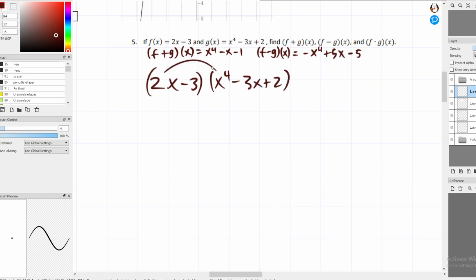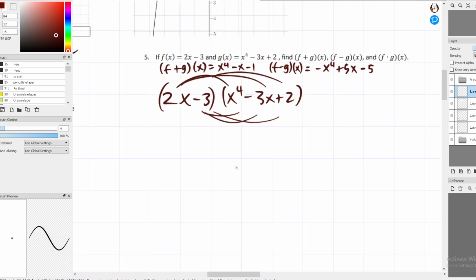We're gonna FOIL these out. So 2x times x to the 4th is 2x to the 5th. 2x times negative 3x is negative 6x squared. 2x times 2 is 4x. Negative 3 times x to the 4th is negative 3x to the 4th. Negative 3 times negative 3x is positive 9x. And negative 3 times positive 2 is negative 6.